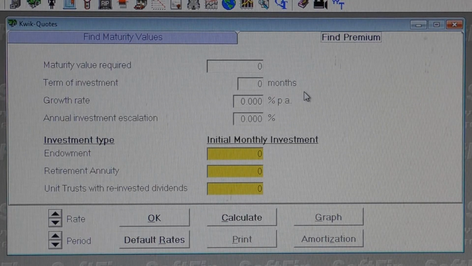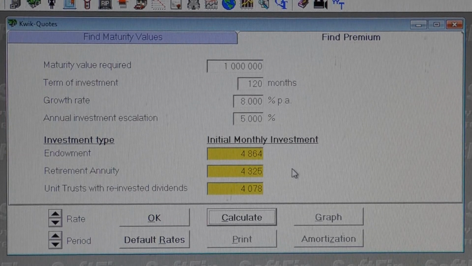changes the screen to allow you to show the monthly premium that would be required to produce a required investment maturity value in a certain period. If we want 1 million rand in 10 years' time and we enter a growth rate of 8% per annum, for example, and we enter an escalation of 5% per annum, the calculator will show the monthly investment premium needed for each of these three types of investment products.